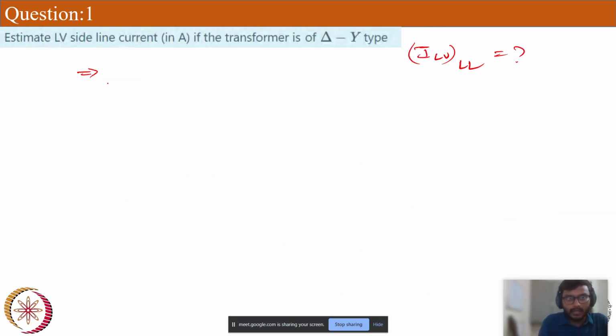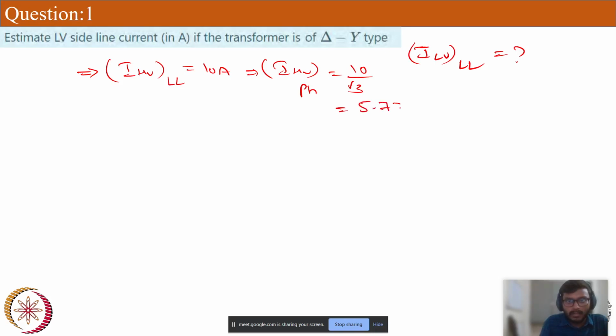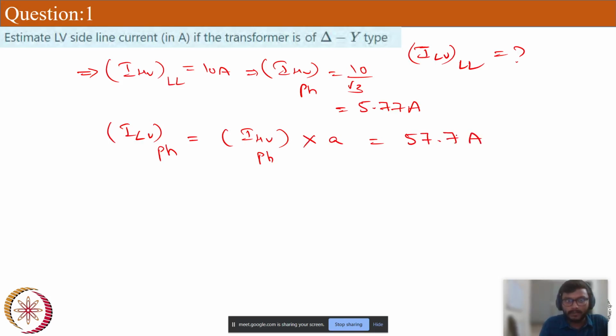Okay, I'll just write it again. HV side line to line current is 10 amps. The HV side phase current will be 10 by root 3, which is 5.77 amps. Now the LV side phase current will be the HV side phase current multiplied by the turns ratio. Now it will give 57.7 amps.